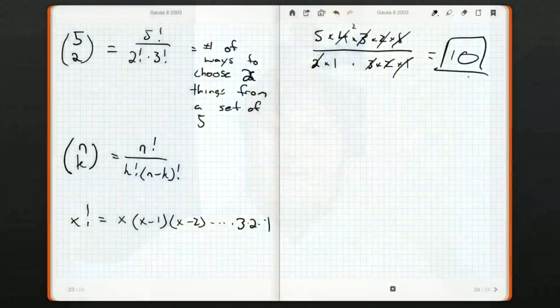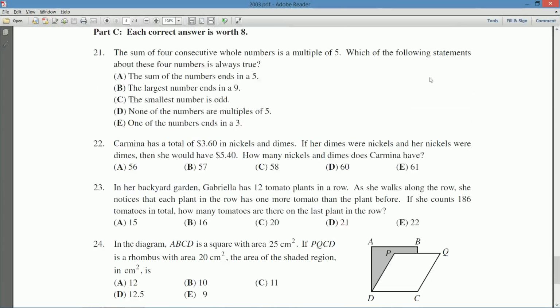Let's move on to question number 21, which we'll take a look at. It's the first question in part C. We're going to take a look at that in the next video.